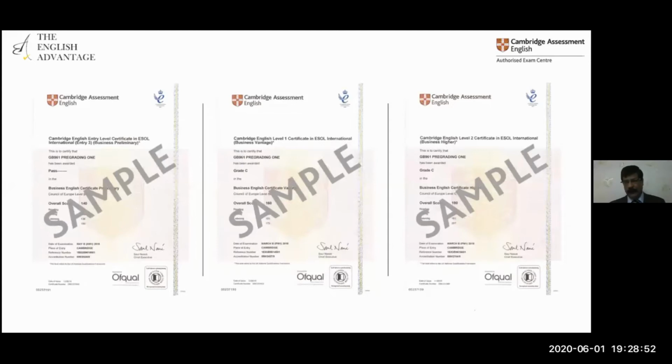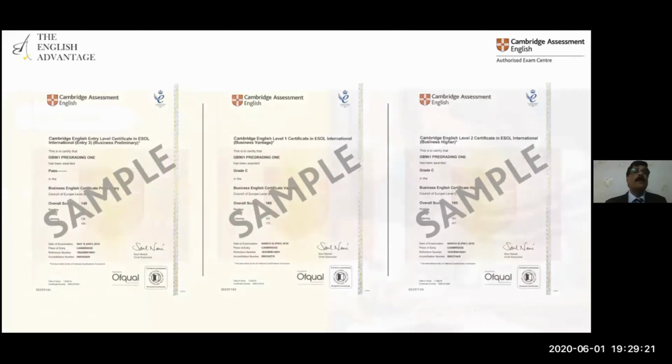I'd like to stop here and add that the C1 Advanced, which I was talking about a little while ago, which you require to migrate to a foreign country, is a computer-based exam in India. It is not offered for pen and paper. So it is not a pen and paper exam, it is a computer-based exam. Other than that, for all exams, you have a choice of taking the computer-based exam or a paper-based exam.